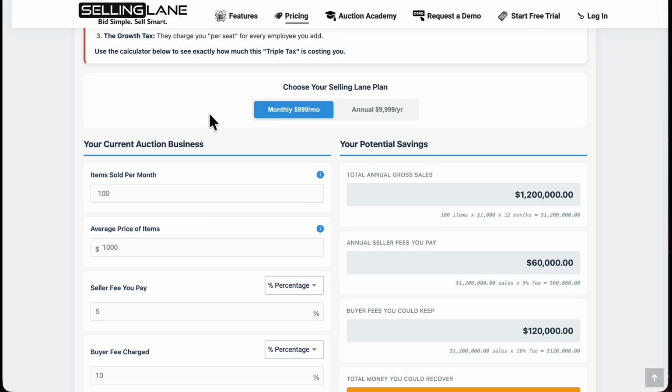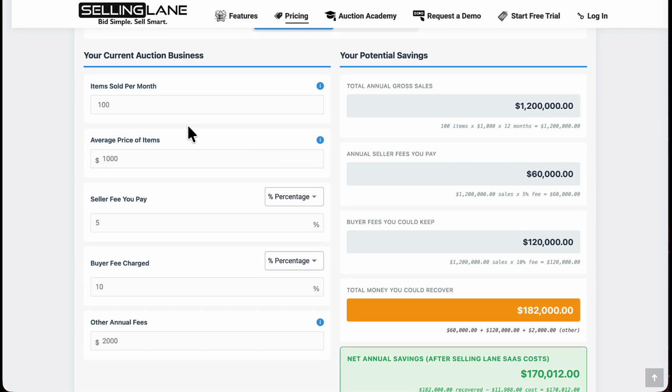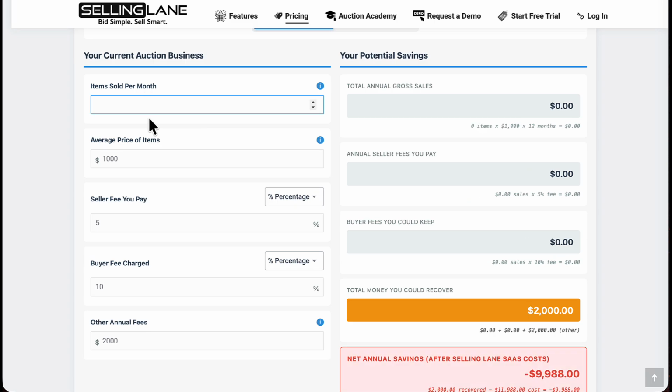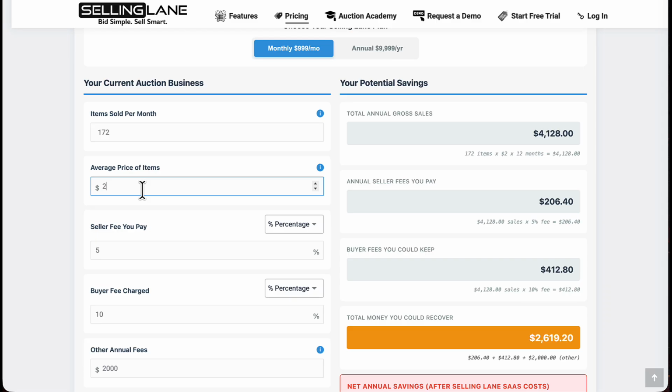So what I'm going to do here is start off by looking at the Selling Lane fee. First, what I want you to do is select one of the Selling Lane's plans. You can pick monthly, but you'll save quite a bit by going with the yearly. So we'll just pick monthly for now to show you. And let's assume you are an ATV auction. So let's say you sell 40 a week, times 4.3 for a full month, about 172 items. And let's say the average price of your items, if it's ATVs, is probably going to be $2,500. Let's do $2,500.